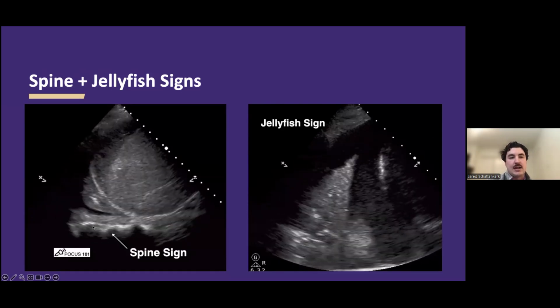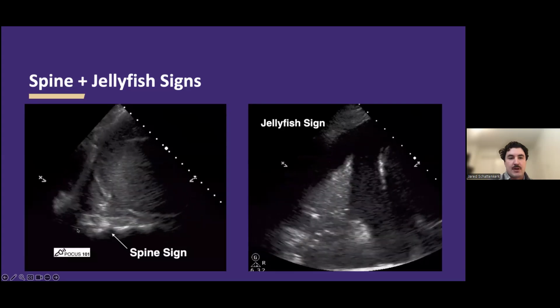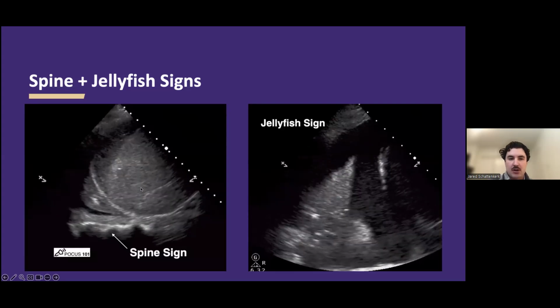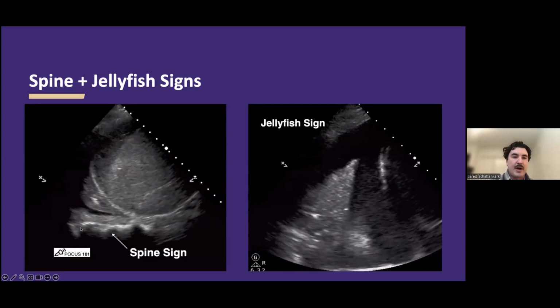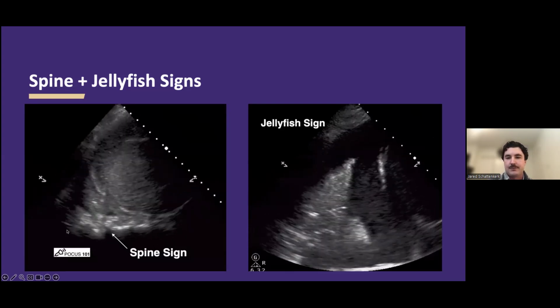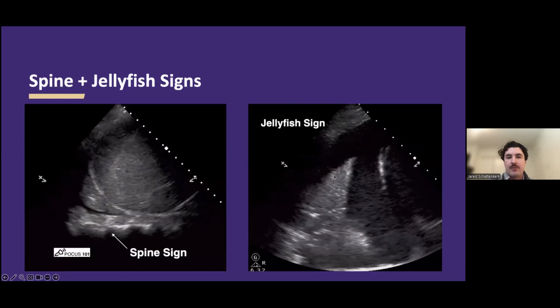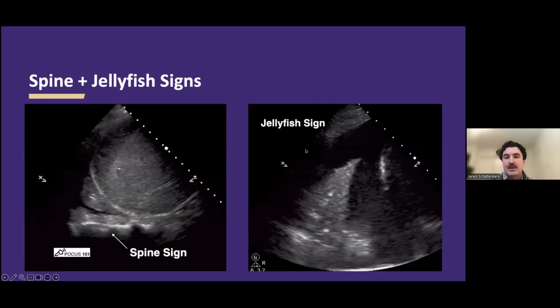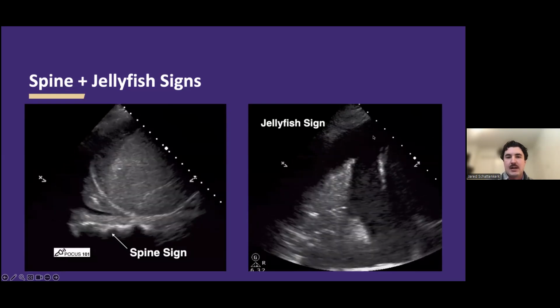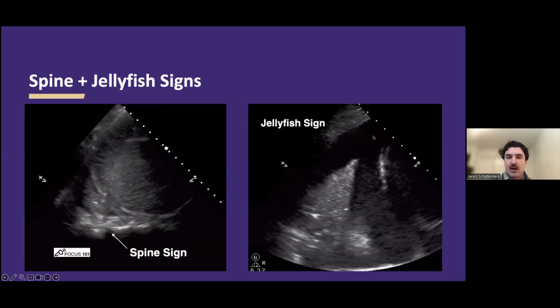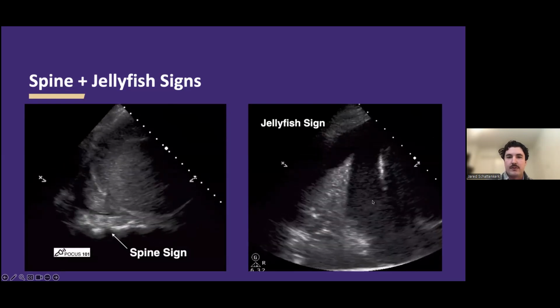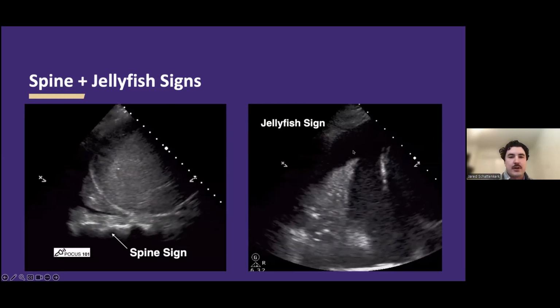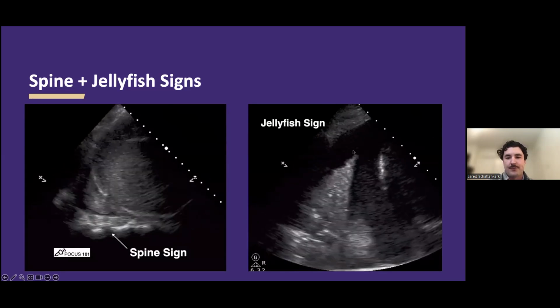You can see on the image on the left, whereas before the spine would terminate right around here if there was no pleural effusion, in this patient you can see the spine extending all the way up past that costophrenic angle. And then another fun named sign is the jellyfish sign. Essentially, this represents collapsed lung tissue, atelectasis, in the setting of the surrounding pleural effusion. It looks like a jellyfish waving in that pleural effusion.